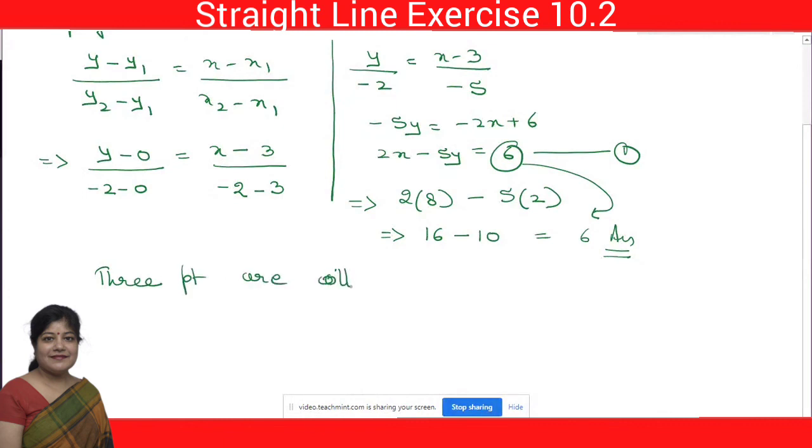Now the next exercise. Yes, ma'am. From this exercise you understand the concepts very well, because the book is tricky and the things are not given in the proper form.